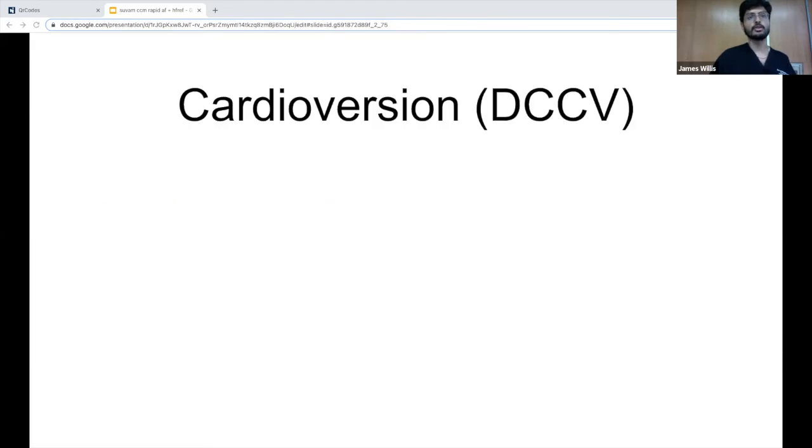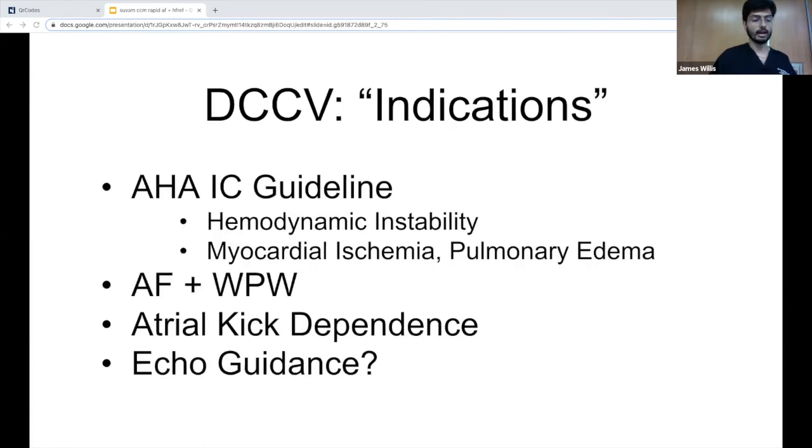We'll start off with cardioversion, the indications, and what the evidence base actually shows. Your AHA guidelines that were published in 2019 list cardioversion as a grade 1C guideline. You're supposed to cardiovert patients who are hemodynamically unstable, patients who have myocardial ischemia, who have pulmonary edema. And the general idea is that when you cardiovert someone, you restore their hemodynamics. There's a decline in their LV performance and function, and once you cardiovert them, you return them back to their baseline.